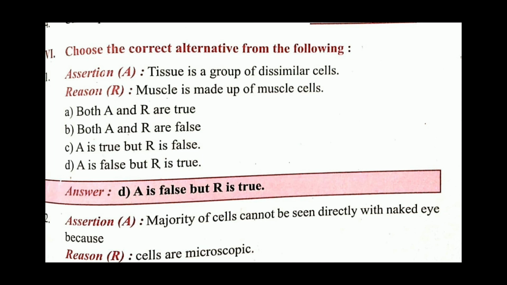And the sixth Roman letter is choose the correct alternative from the following. Assertion. Tissue is a group of dissimilar cells. Reason, muscle is made up of muscle cells. Here the statement assertion is false. So tissue is a group of similar cells. Reason is true. Muscle is made up of muscle cells. So what will be your answer? A is false but R is true. Choice D. A is false but R is true.